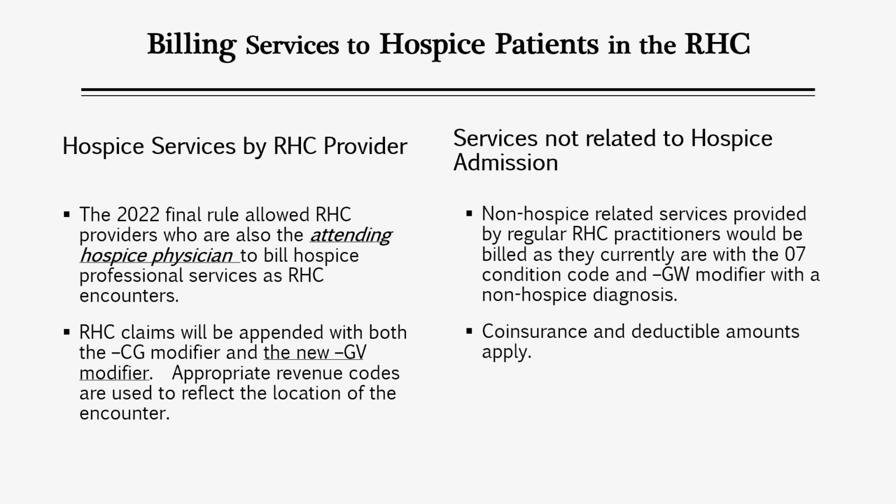So if I have a hospice patient with lung cancer and we're treating their lung cancer, that's a hospice service. If I have a sprained ankle for that lung cancer hospice patient, then I could put condition code 07 and the GW modifier on it. The cancer diagnosis would not drop on that claim, only the injury code.